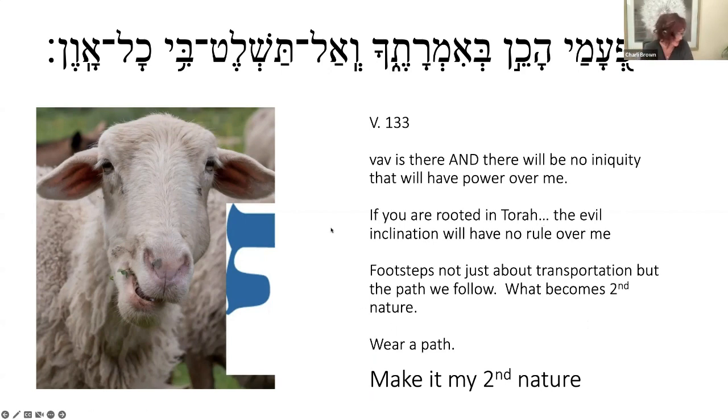And there's a vav in here. It says, and, right? It says, I have opened my mouth. Where are we at? Let me make sure I'm at the right place. 133. Yeah. Establish my footsteps and let no wickedness have rule over me. That vav in there, that and, that there will be no iniquity that will have power over me, is what he's saying. I'm going to do all these things, and there is no iniquity that will have power over me. If you're rooted in Torah, the evil inclination, it will not rule over you.